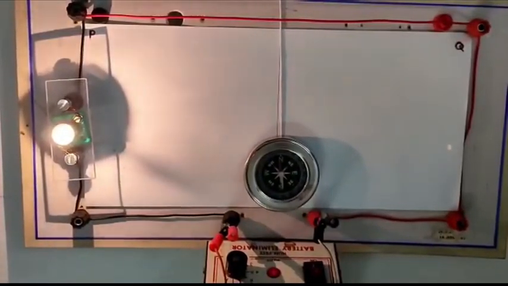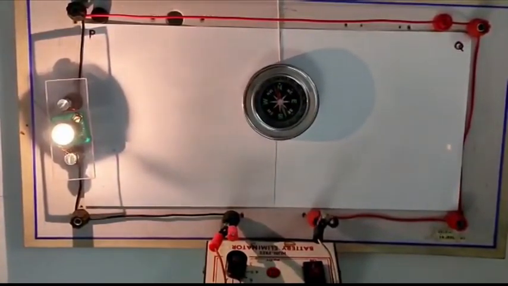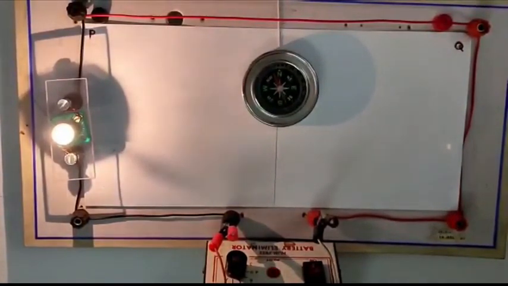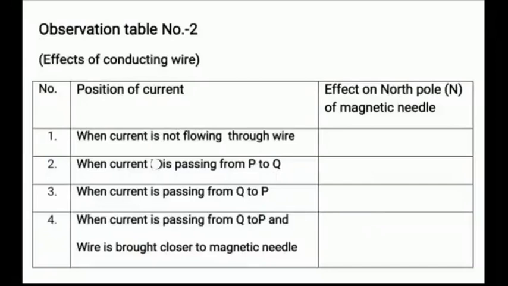In this second activity, look carefully. The current is passing through wire from point P to point Q. Note down your observation in table.